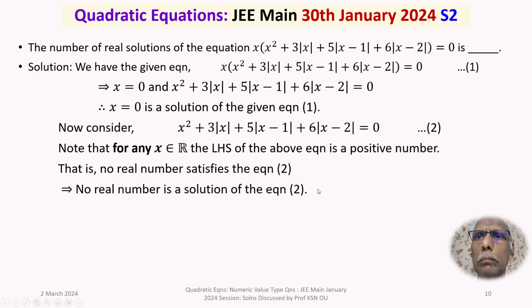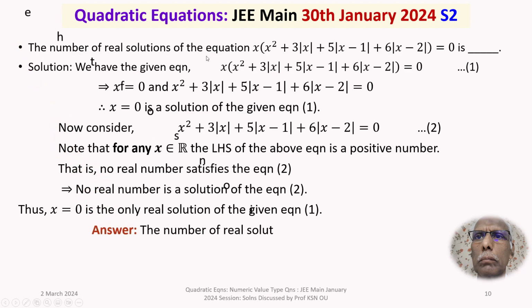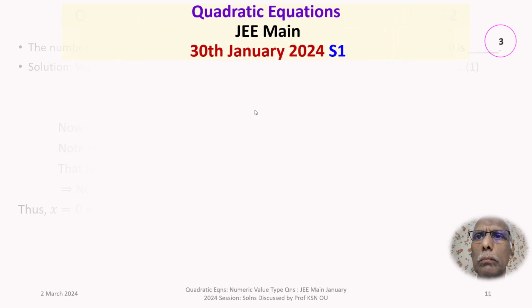Therefore, we have only one solution, that is x is equal to 0. So x is equal to 0 is the only real solution of the given equation 1. Therefore, the number of real solutions of the given equation is 1. So the answer to this question is 1. That is the detailed discussion of the solution of the problem from the section Quadratic Equations. I am sure that you understood the solution of this problem. Let's move to the third question.